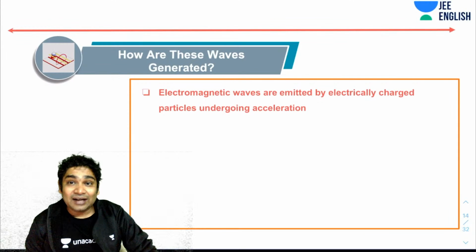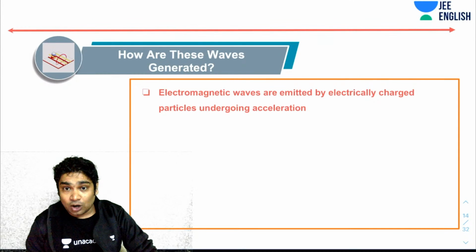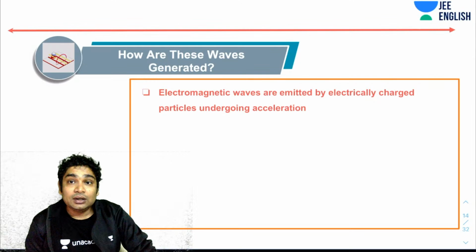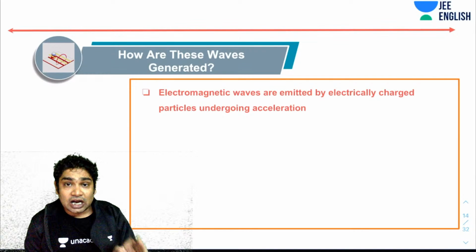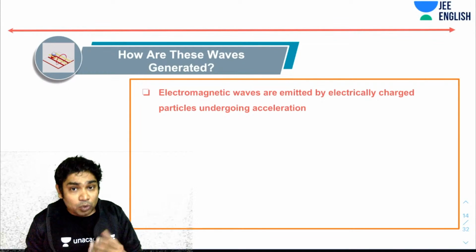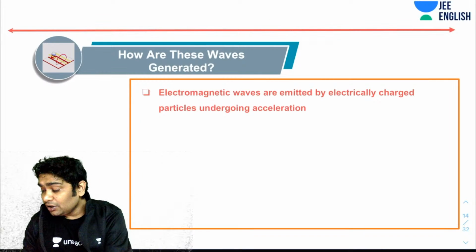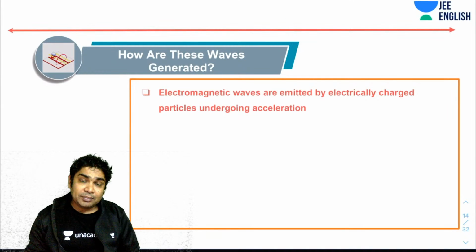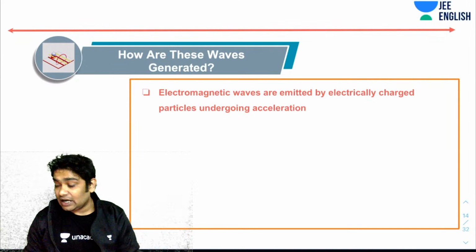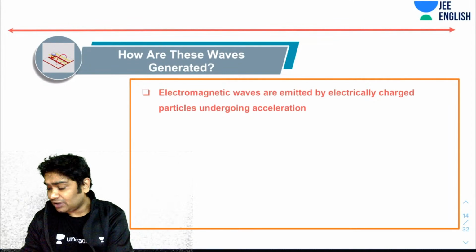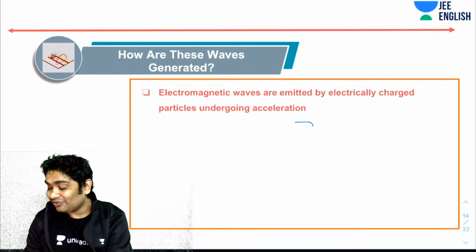So how are these waves actually generated? Let's talk about it in slightly more detail. Electromagnetic waves are emitted when electrically charged particles undergo acceleration. The most common example that you see is that most of our matter behaves as dipoles, right? So if you take any molecule, it will consist of these dipoles, a positive end and a negative end.